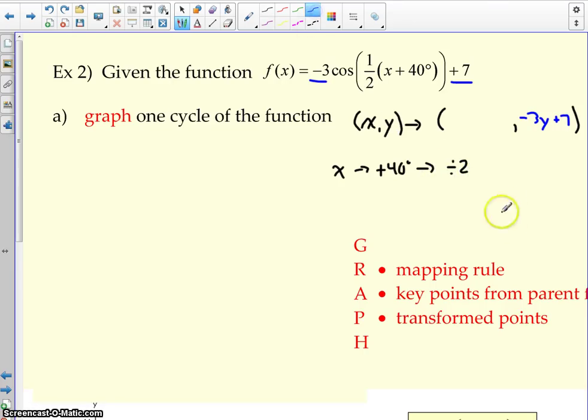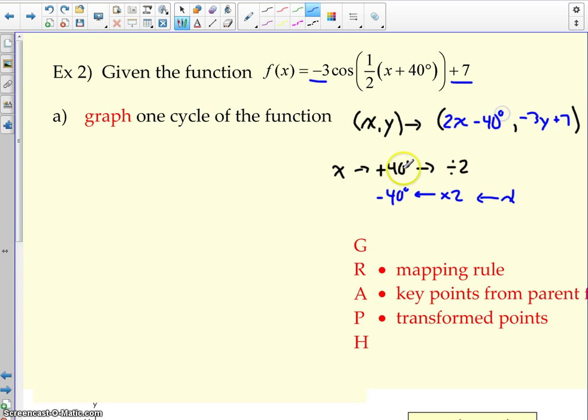Okay, so when I go in reverse to find my mapping rule, I'm going to multiply by 2 first, and then, of course, subtract 40 degrees. Okay, so how do I do that? So I'm going to have x, multiply it by 2, and then minus 40. So that gives me a mapping rule.